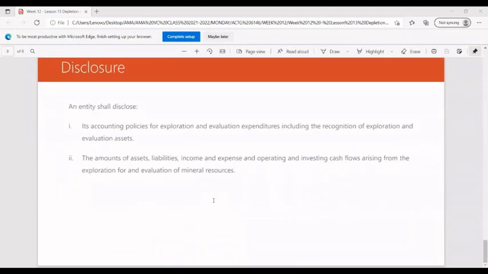For disclosure, an entity shall disclose its accounting policy for exploration and evaluation expenditures, including the recognition of exploration and evaluation assets, the amount of assets, liabilities, income and expense, and operating and investing cash flow arising from the exploration and evaluation of mineral resources.